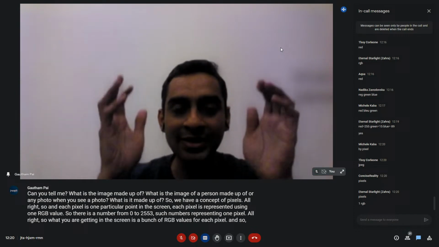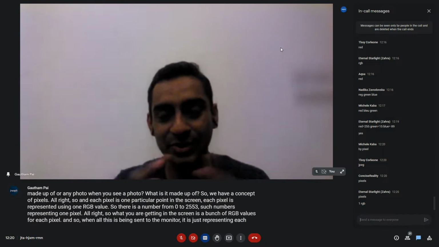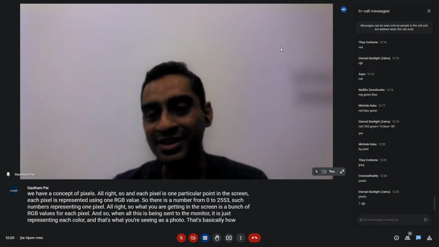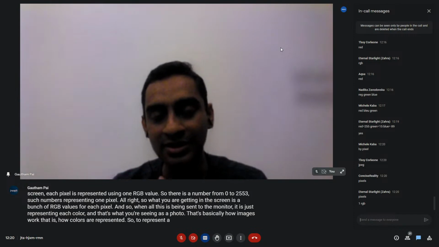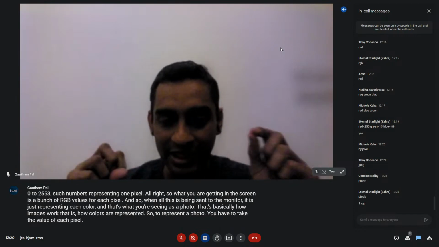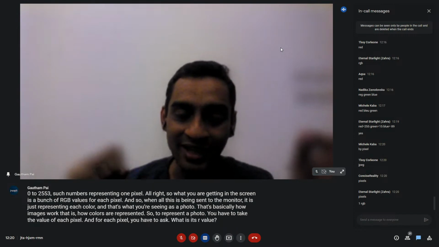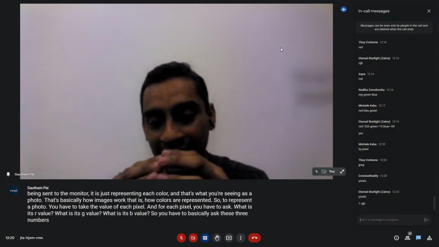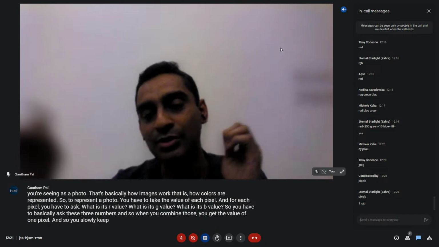When all this is sent to the monitor, it is just representing each color, and that's what you're seeing as a photo. That's basically how images work. That is how colors are represented. So to represent a photo, you take each pixel and ask what its R value is, what its G value is, and what its B value is. When you combine those three numbers, you get the value of one pixel. And so you slowly keep asking for the values of all the pixels.